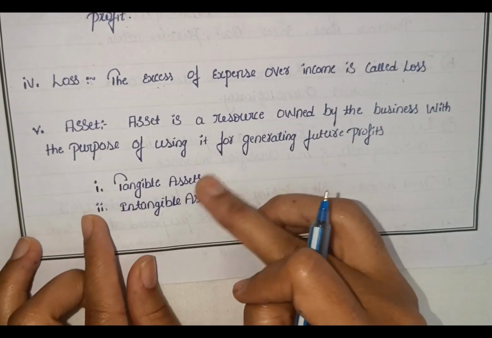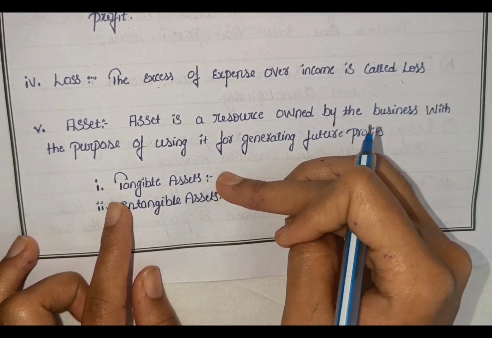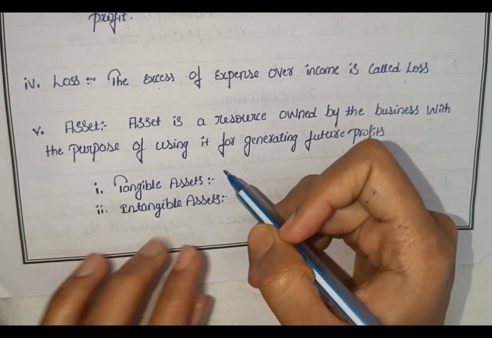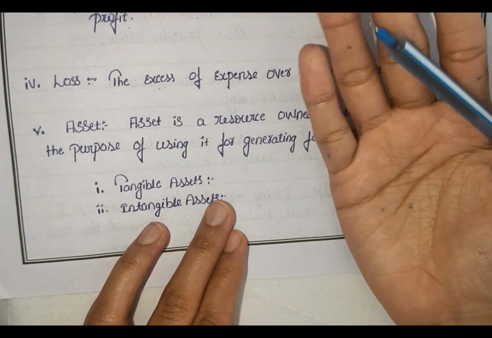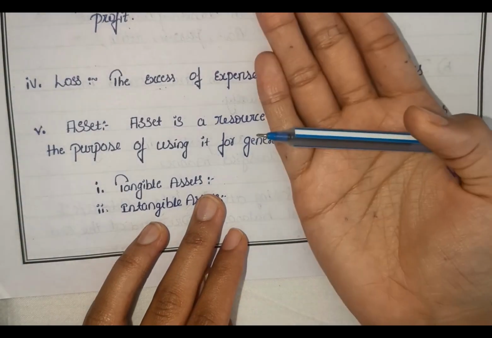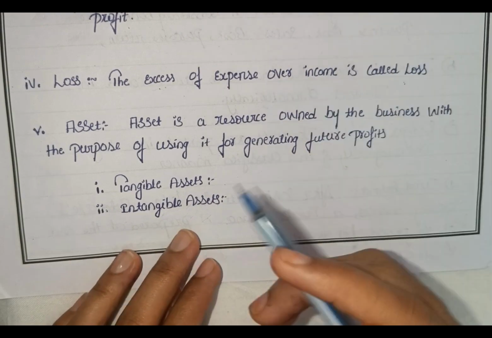There are two types of asset: tangible assets and intangible assets. Tangible assets have a physical existence, like plant and machinery, buildings, computers, books. They are all tangible assets. Using all those things, we have to generate the profit.